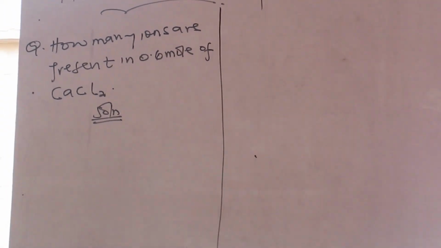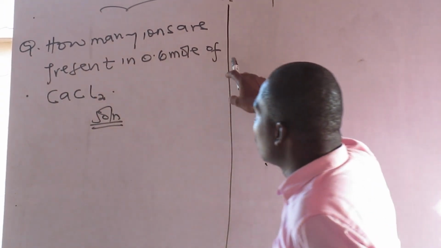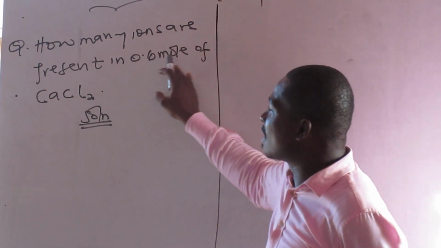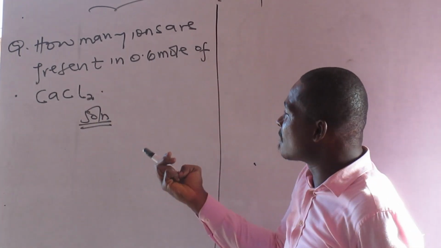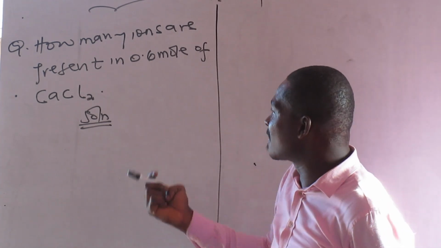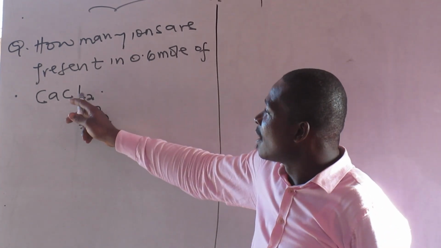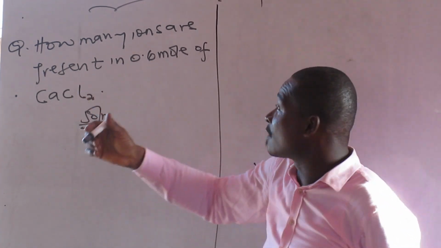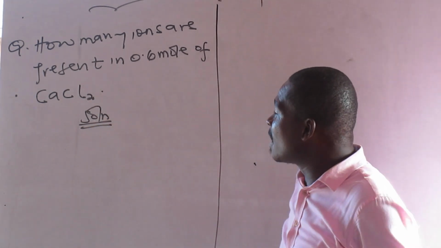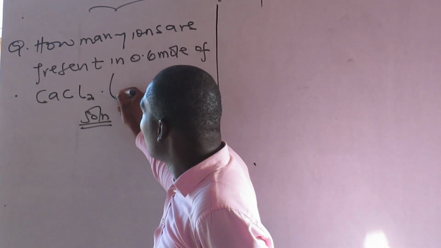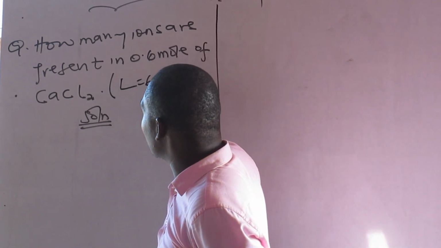Here, I was asked to do molecules. Now, what about here? How many ions are present in 0.6 mole of this? How many ions, whether cations or anions, that's what they're asking. If it were to be how many molecules, I would have just multiplied this number by Avogadro, and that is all right. Now, how many ions? The Avogadro constant is given here.